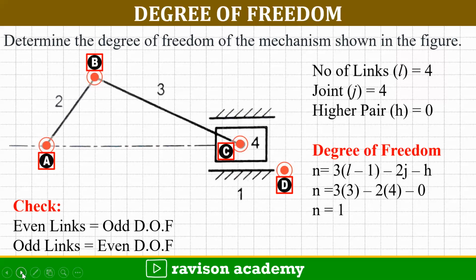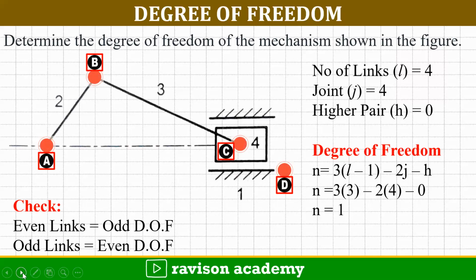So A is a joint connecting 1 and 2. B is a joint connecting 2 and 3. C is a joint connecting 3 and 4. And D is a joint which connects 1 and 4. So here 4 links, 4 joints, and no higher pairs are there. So for degree of freedom, we want to substitute in the equation n equals 3 into L minus 1 minus 2j minus h. On substituting, we'll be getting n equals 1.